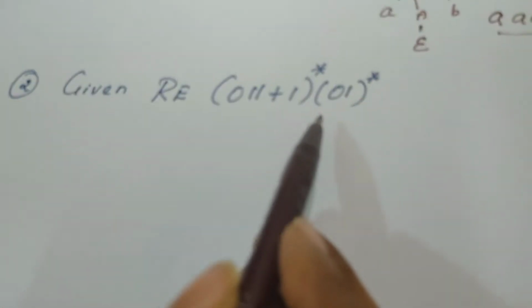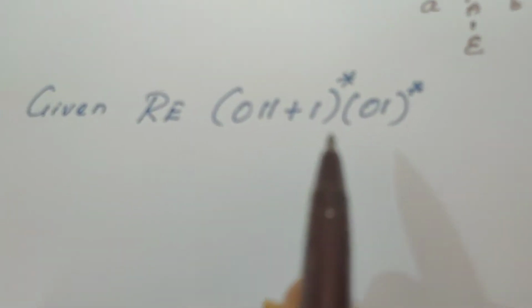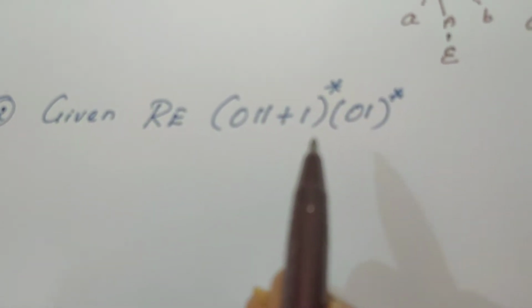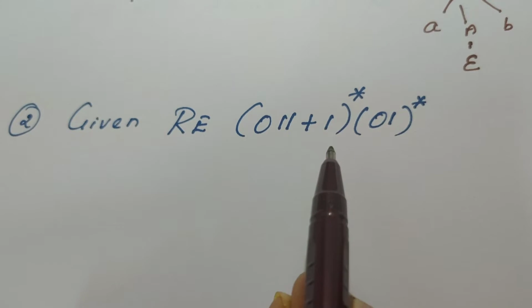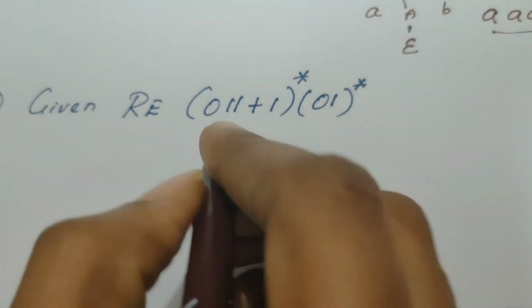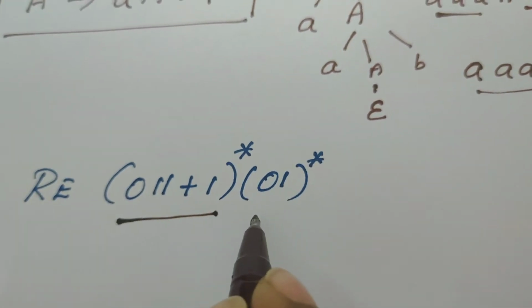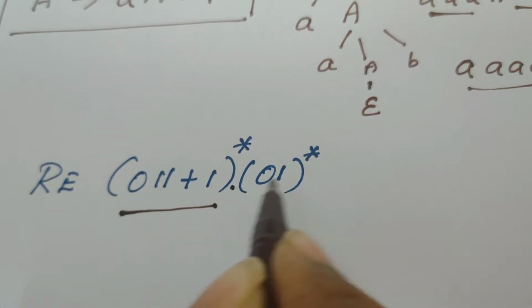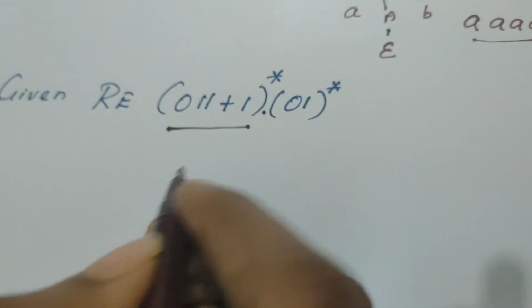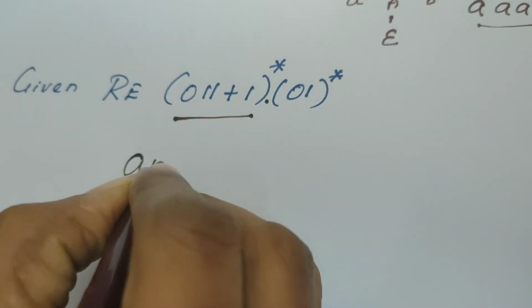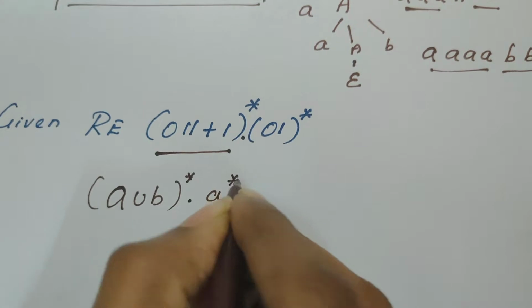In the second question, there is a regular expression given. For this regular expression, we have to write the context-free grammar. According to the Chomsky hierarchy, all the regular languages are a subset of context-free languages. So for every regular expression, we are able to write a context-free grammar also. So what is the regular expression? (0, 1, 1 plus 1) the whole star, dot, concatenated with (0, 1) the whole star. This plus is nothing but the union operator. This regular expression is of the form (a union b) the whole star, followed by a star. I'm just giving an example.